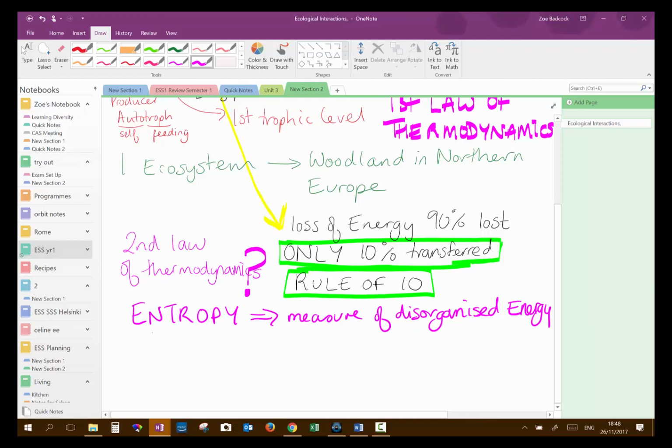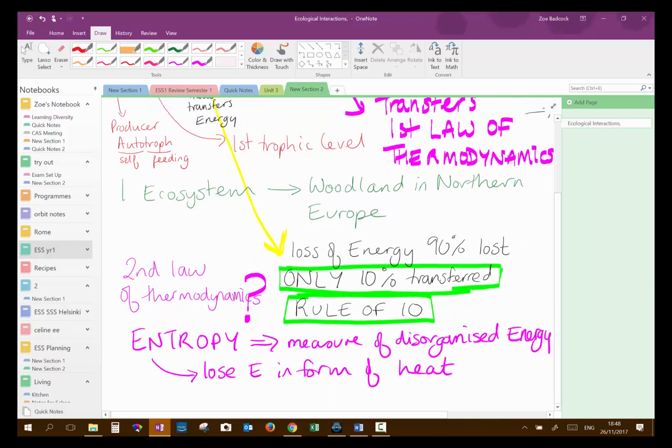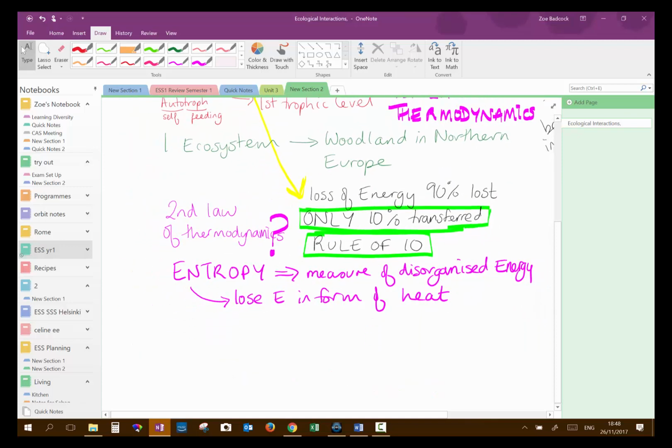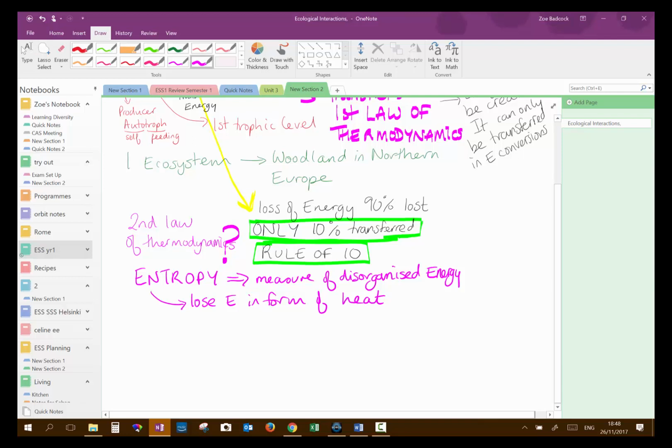And so if you get an increase in entropy, or you lose energy in the form of heat, that energy isn't useful anymore in the food chain. So we need to ask the question here, what's causing that heat? And the answer is respiration.